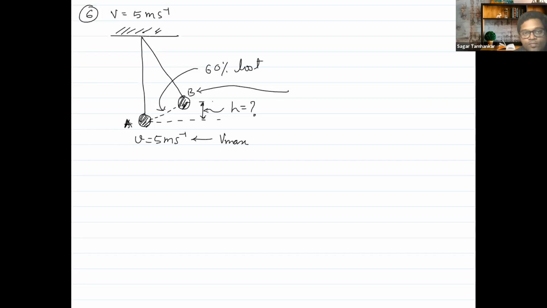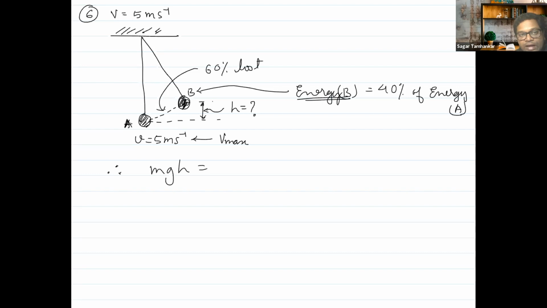Therefore, energy at B is 40% of the energy which was at point A. So mgh, that is the energy at B, because it is at the highest point where the velocity is 0, and this is h, that is 40% of kinetic energy, that is half m v squared, that is 5 and 5.